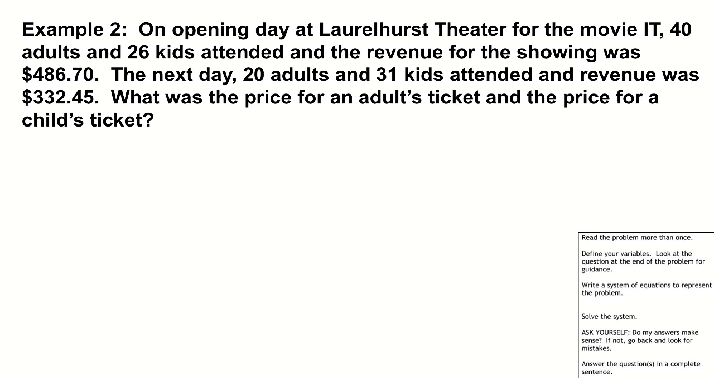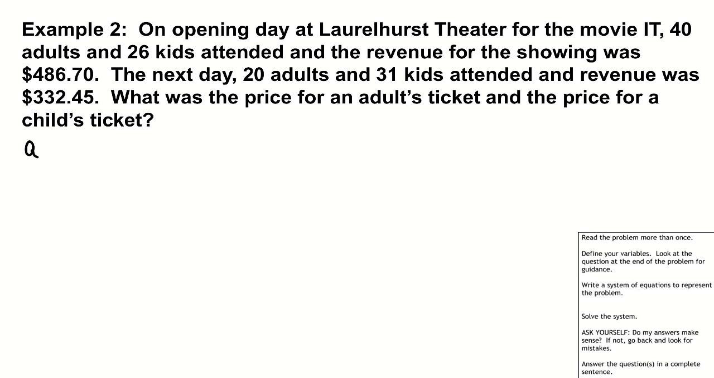Read it once, read it again. On opening day at Laurelhurst Theater for the movie IT, 40 adults and 26 kids attended, and the revenue for the showing was $486.70. The next day, 20 adults and 31 kids attended, and the revenue was $332.45. What was the price for an adult's ticket and the price for a child's ticket? All right, so we've read it twice to find the variables.